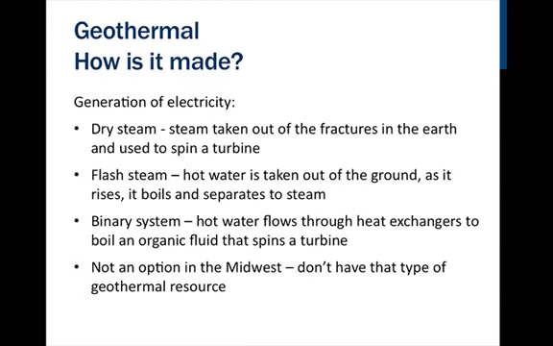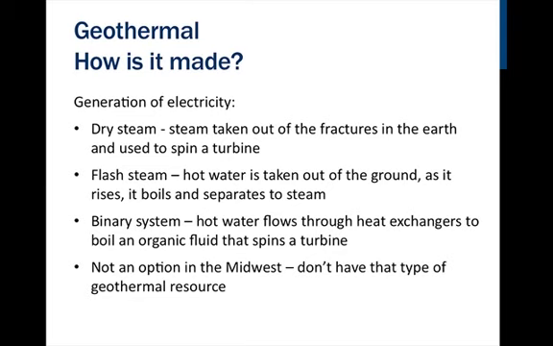For the generation of electricity, geothermal can be used in dry steam, flash steam, or binary systems. In dry steam applications, steam is taken directly out of the fractures in the earth and used to spin a turbine. In flash steam, hot water is taken out of the ground. As it rises, it boils and separates to steam. In a binary steam process, hot water flows through heat exchangers to boil an organic fluid that spins a turbine.